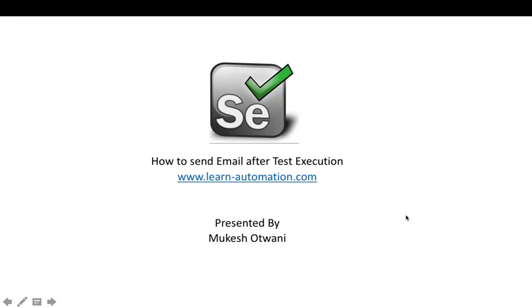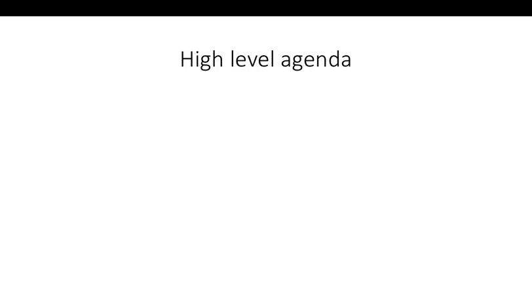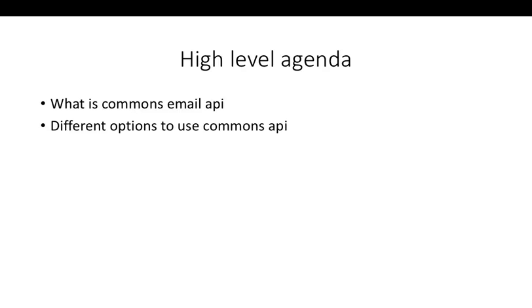But in this video we'll talk about one API which will help you to send email directly from your code itself. So we'll talk about one new API called Commons Email API, and we'll also talk about different options which we can use in it. It has options like you can send simple email, multimedia email, and so many options are there. I will show you in a few minutes.